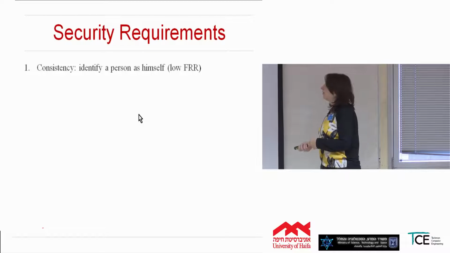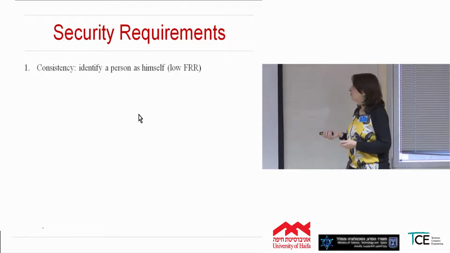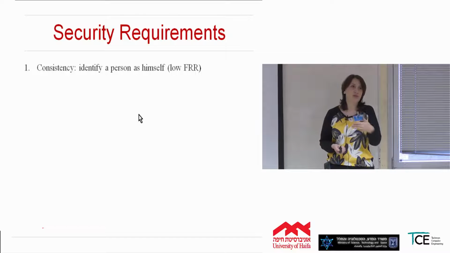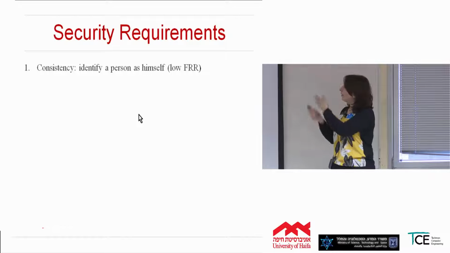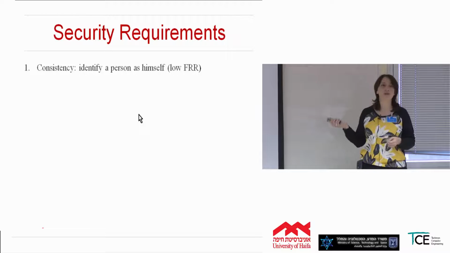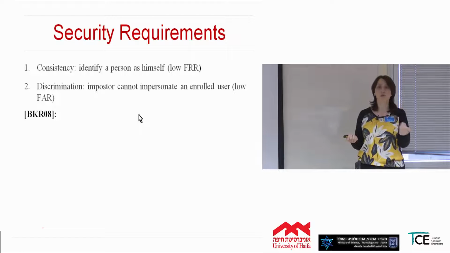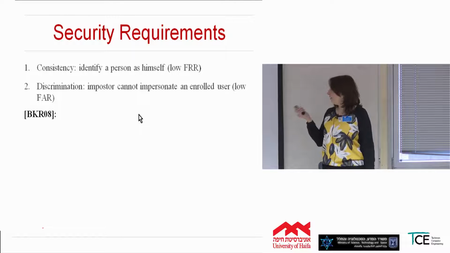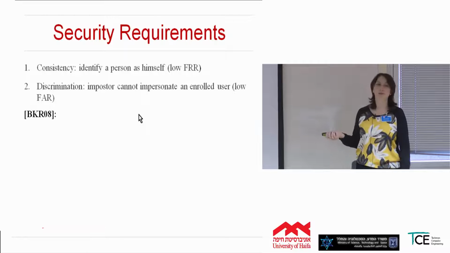OK, so from here, we have the security requirements and privacy requirements that we define for ourselves. So the first one is consistency, which means that we want the system to recognize the true users, the genuine users as themselves. In biometric language, it's called low false rejection rate. So we shouldn't reject the people that are in the system. The other one is discrimination. We do not want imposters to enter the system, to impersonate an enrolled user. And in the language of biometric researchers, it's called low false acceptance rate.